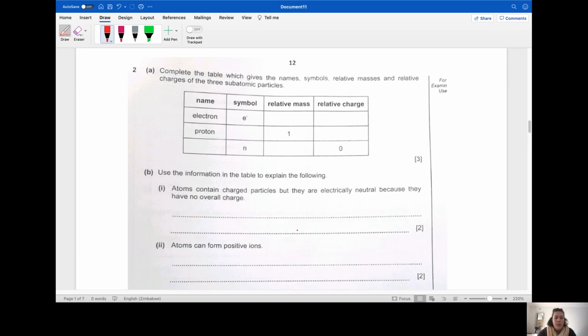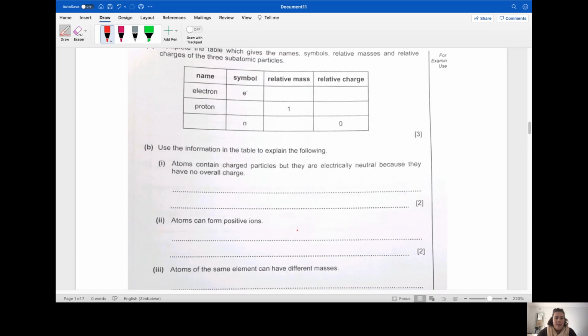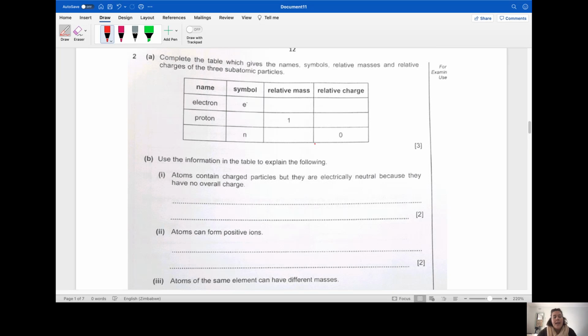Right, question 2. This table was just learning, and I cannot believe that some of you got this wrong. Okay, it's what is an electron, what is a proton, what is a neutron? What are their masses? What are their charges? Okay, this is straight from your notes. You didn't learn your notes if you got this question wrong. It's really as simple as that.